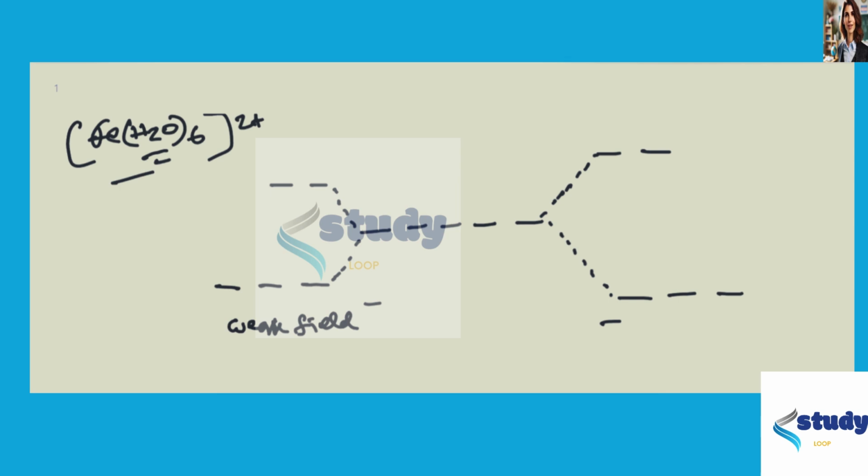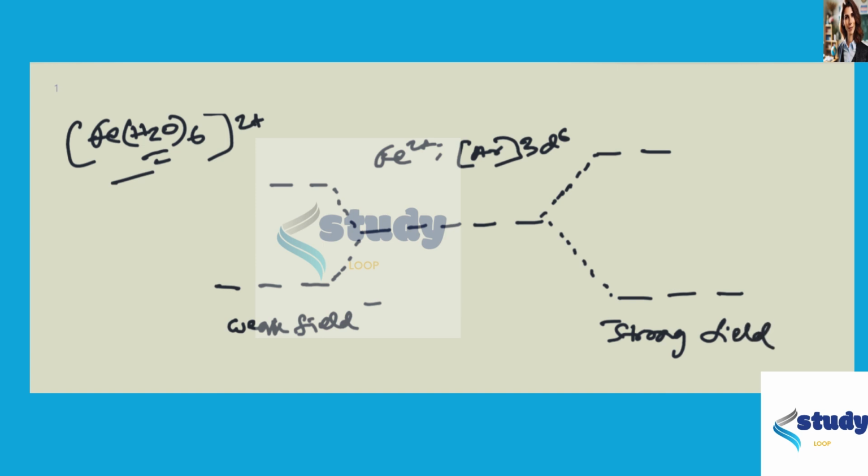So how will electrons occupy these two orbital splittings? For that, first we have to identify the electronic configuration of Fe2+, which is [Ar] 3d6. So we have 6 electrons in the Fe2+ d orbital.